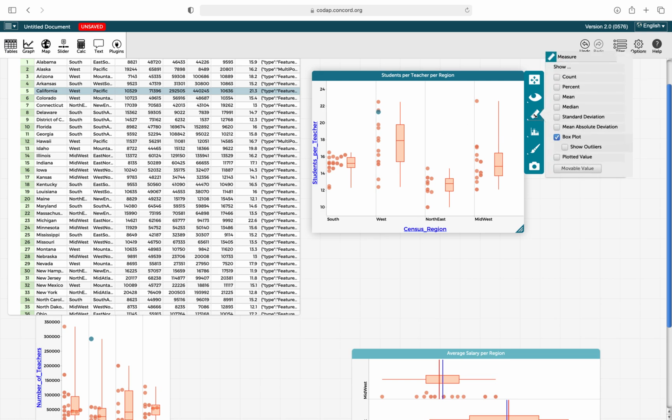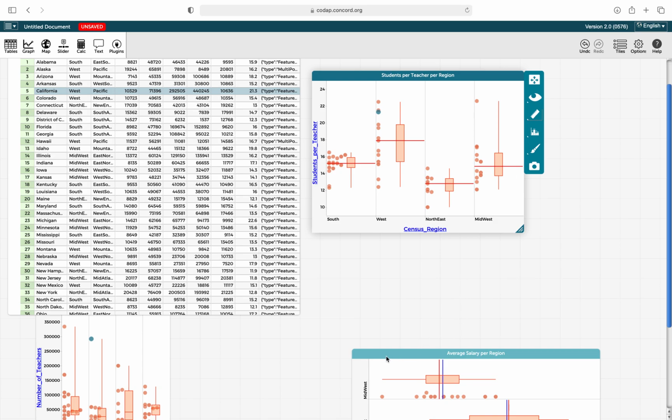I have added a box and whiskers plot, and I will also add in the median just to extend the line. The line is already there in a box plot, but when I add median, it extends the line.